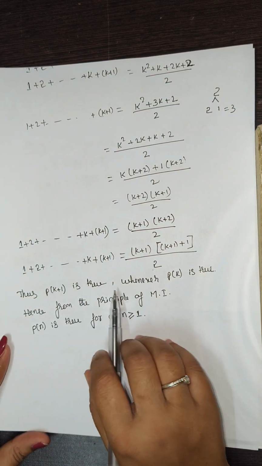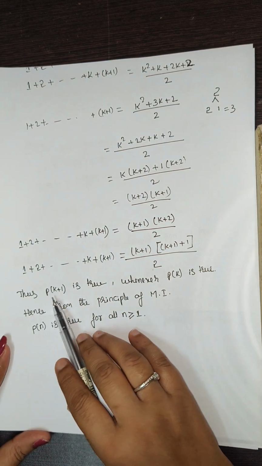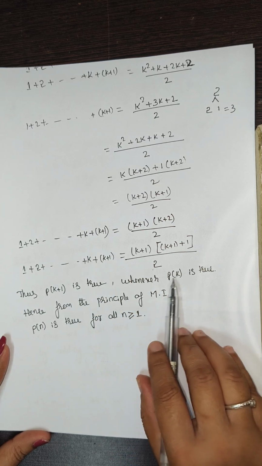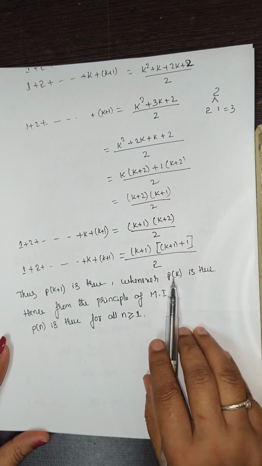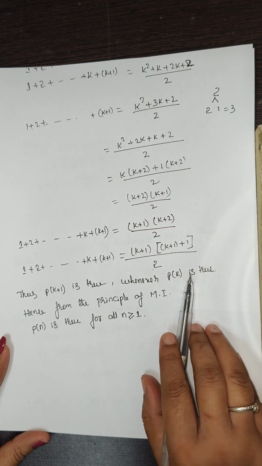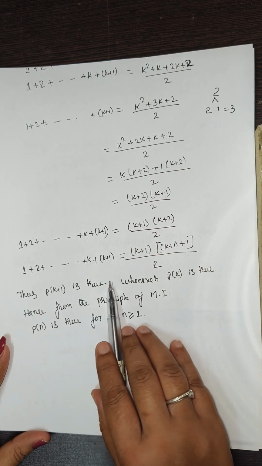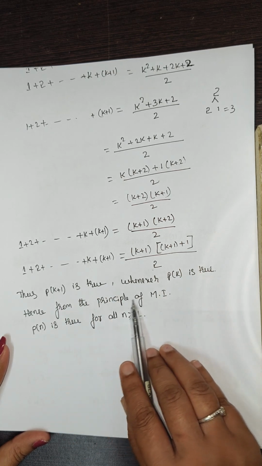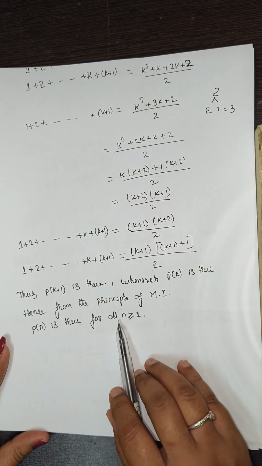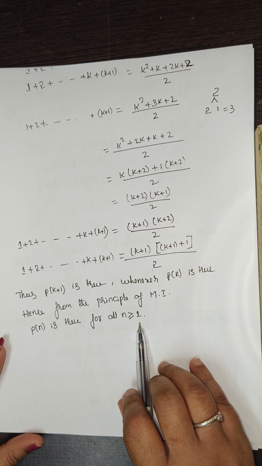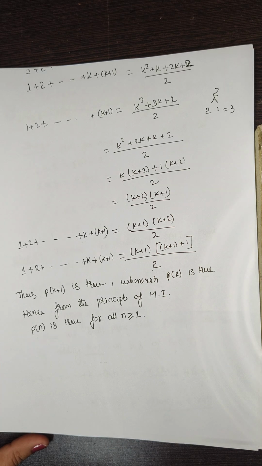Therefore, lastly we have to write these three lines. Thus P of k plus 1 is true whenever P of k is true, because we used the P of k statement only. That's the reason whenever P of k is true, then P of k plus 1 is also true. Hence from the principle of mathematical induction, the given statement P of n is true for all n greater than or equal to 1. Okay, we will move to the next question.